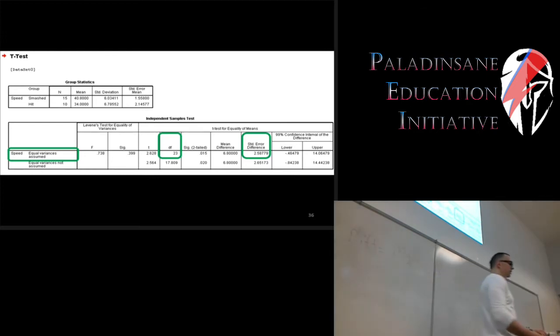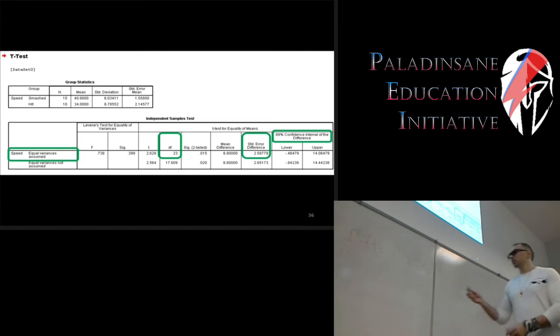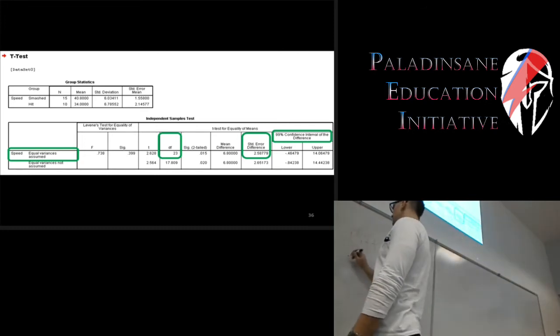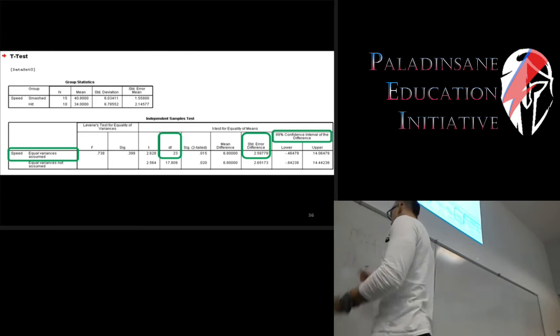But thankfully for us, we don't have to do that because SPSS has very nicely already calculated out the upper and lower bounds. So again, it's very important to remember that SPSS has calculated these upper and lower bounds.